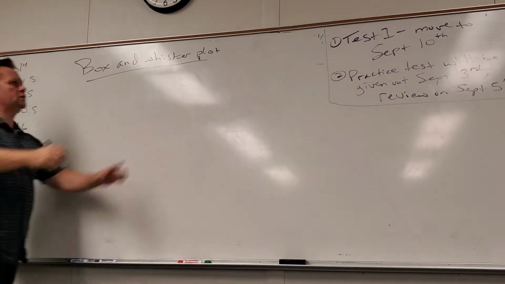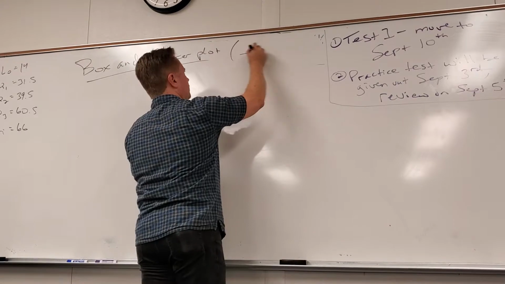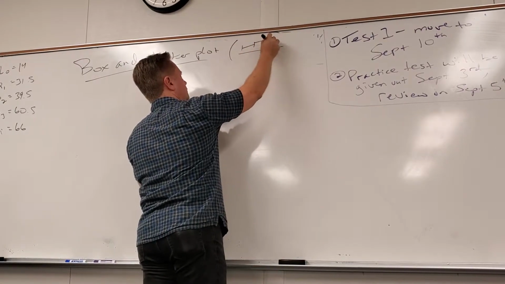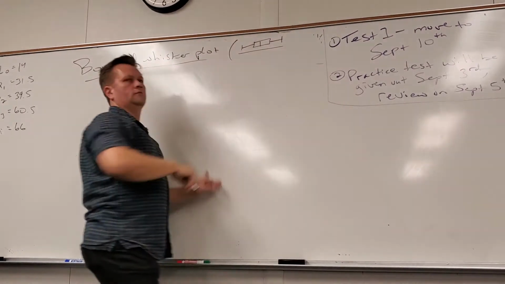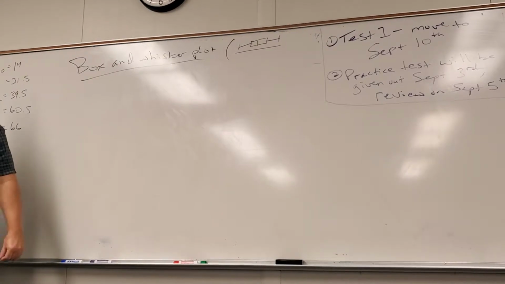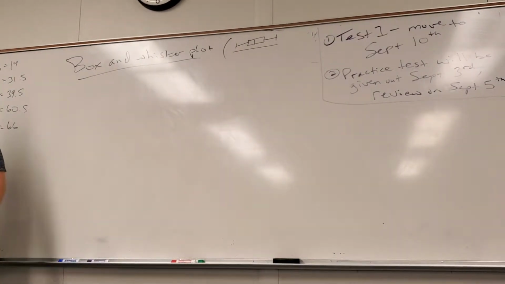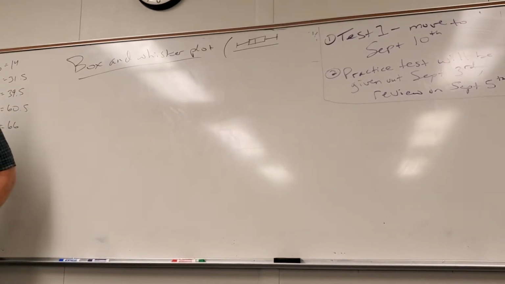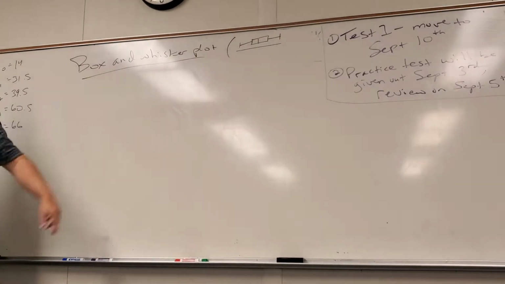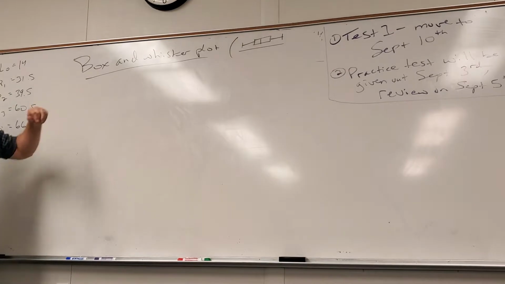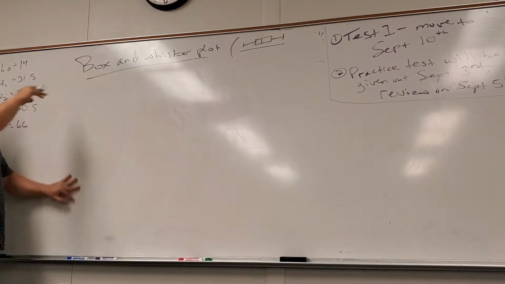Just to kind of show you, this is what it looks like. It's going to look like this. You guys might have seen something like that before. Looks like a piece of candy or something to me. But yeah, it's like a cat with whiskers. That's why we call it box and whiskers. So here's how you do the box plot.